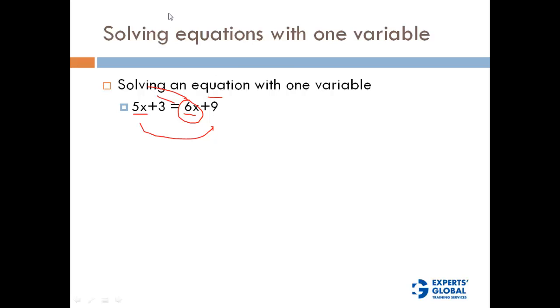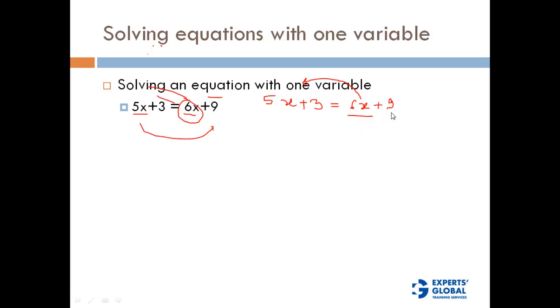Let's say we have 5x plus 3 is equal to 6x plus 9. Now I say I want this 6x from here to here. So what do I have to do? There is one 6x here. I want to get rid of this, so that means I need to subtract 6x from the right hand side. Remember that any operation that you do on the left hand side, if you want to retain the equal to sign, you have to do the same operation on the right hand side also, correct?